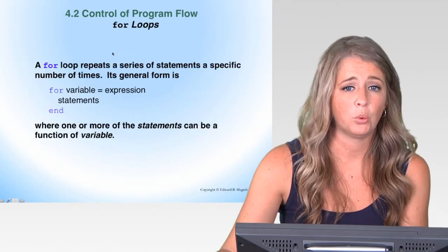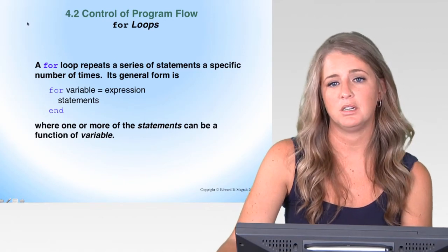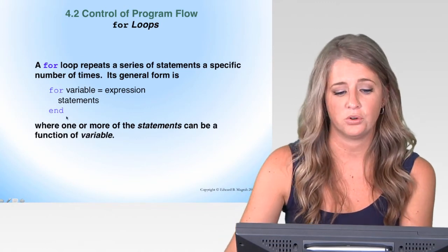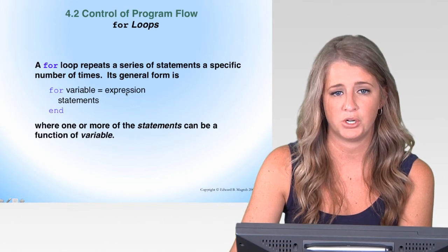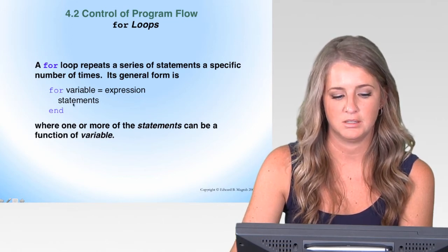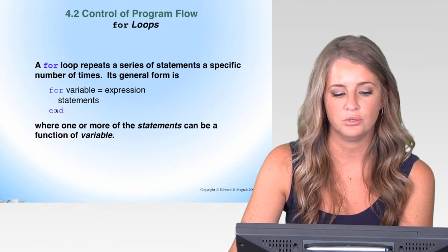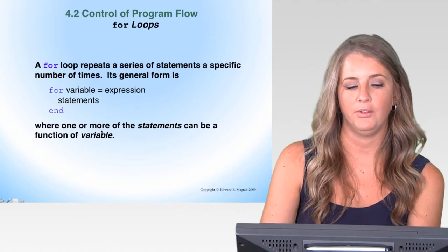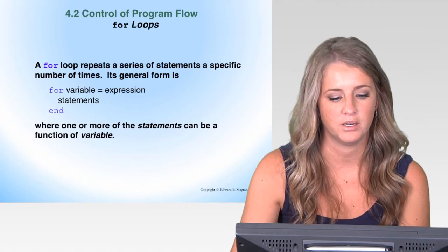We also have for loops. For loops are used to repeat a series of statements a specific number of times. This is the general structure of the for loop. We have for variable equals expression, execute these statements. Notice again, we did have to use the end statement to close the control structure. And one or more of the statements within the for loop can be a function of the variable that is shown here.